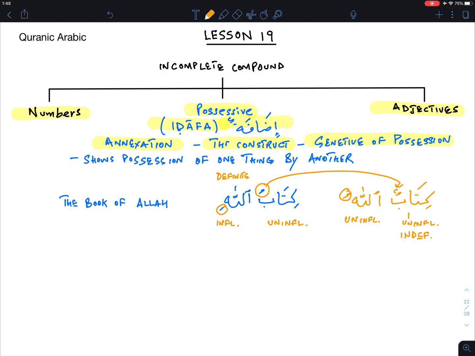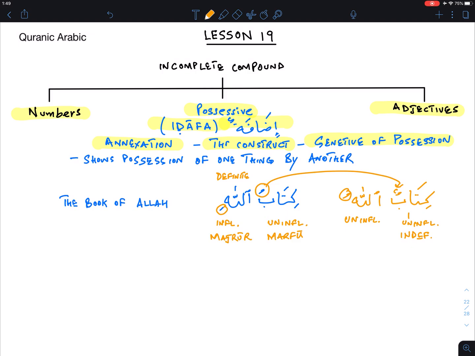Allah is now in an influenced state, and what is the state that we know of it? It is majroor. If you go back to your notes, it's majroor, and it's represented by a kasra or a zair. And kitab is in the marfu state, the uninfluenced marfu state, and that's coming through what? It's through the dhamma that we know. So we know the first part is marfu, we know the second part is majroor. That's another aspect of this construction.